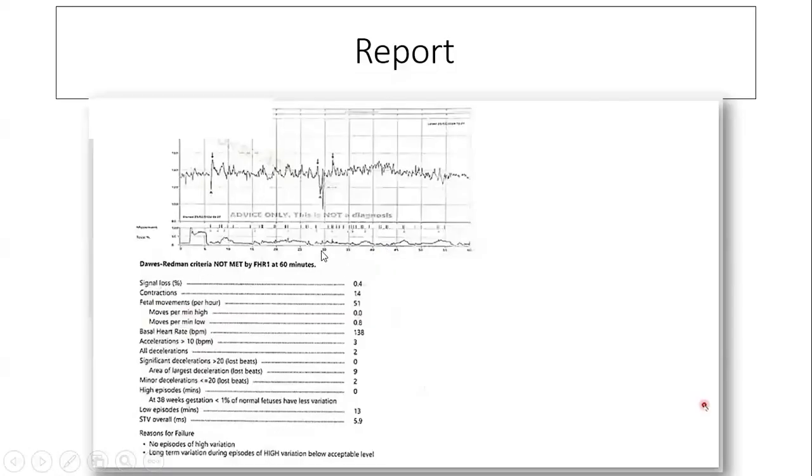In this instance, criteria has not been met because you can see that when you go to the high episodes, there's zero. There are no high episodes at all. And you can also see that there are some decelerations, but these were not mentioned because they are not significant decelerations. They were less than 20 lost beats, so they are not significant. So the reason why criteria is not met is because there are no episodes of high variation.